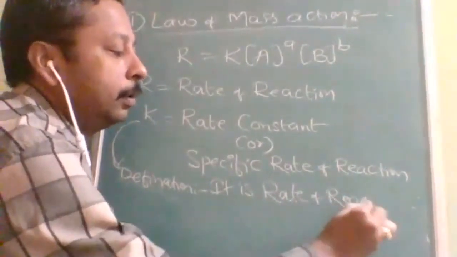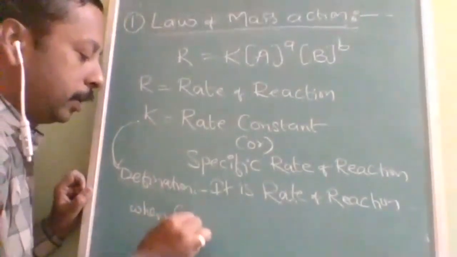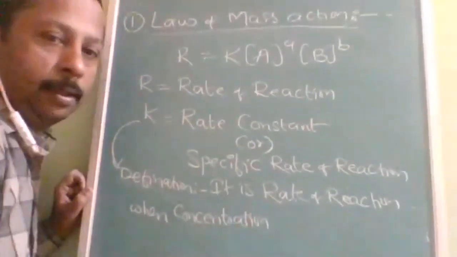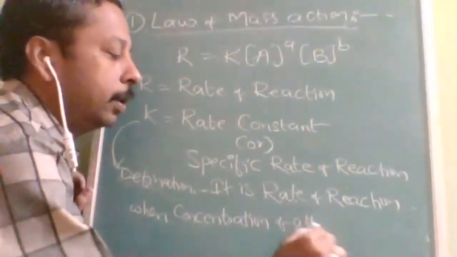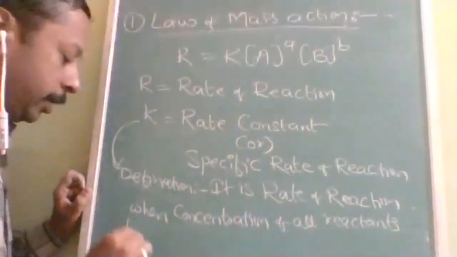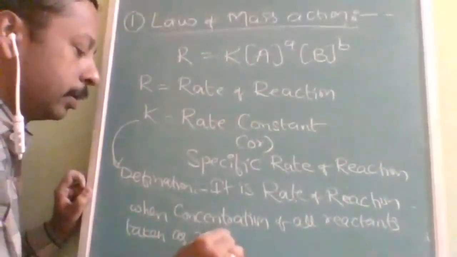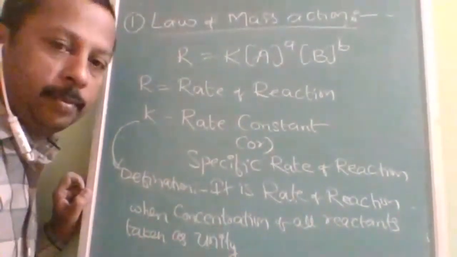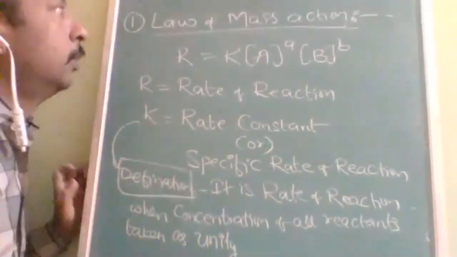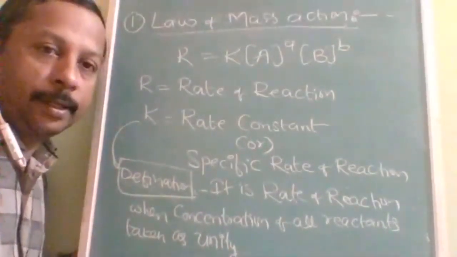when, but there is a condition. What is that condition? Concentration of all reactants taken as unity. That means 1. Taken as unity means 1. So that is the definition. Is it understood? So law of mass action and that only rate constant. Up to here, is it understood?